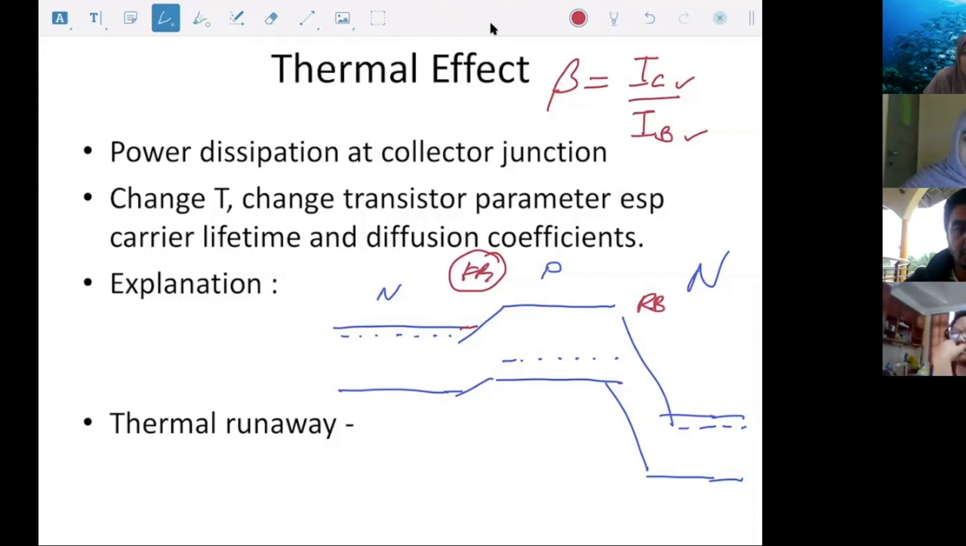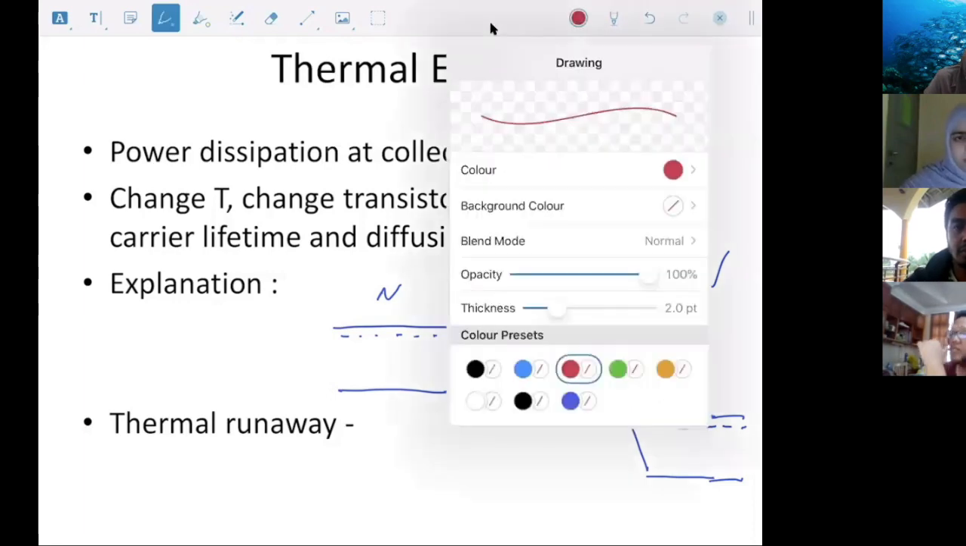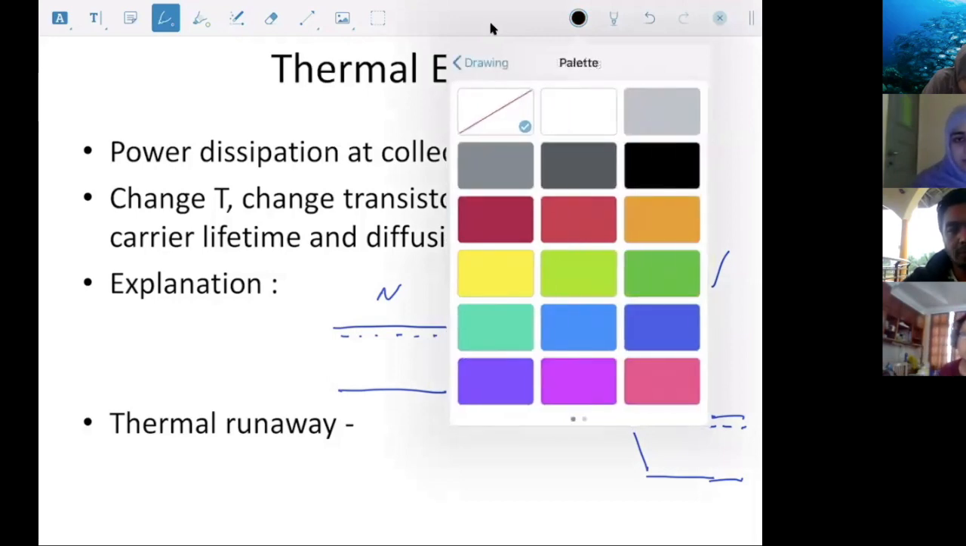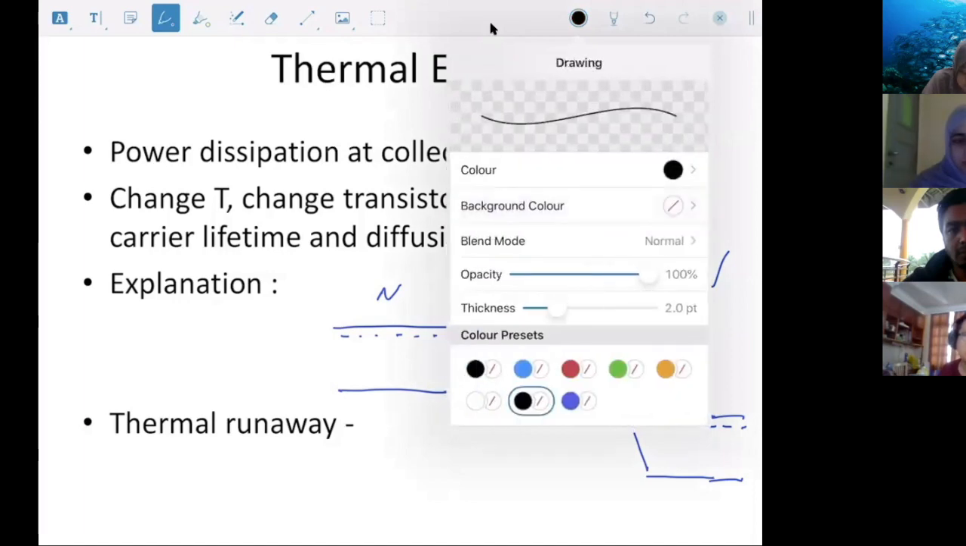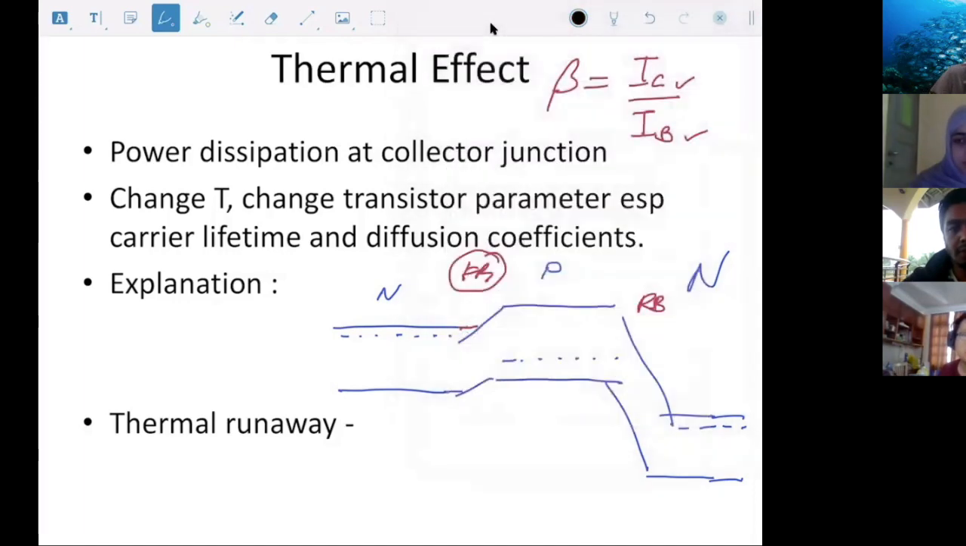Who knows what is the equation for power? Who knows? P equals IV, right? That's right. So in this case, the power dissipation in the BJT will be P.